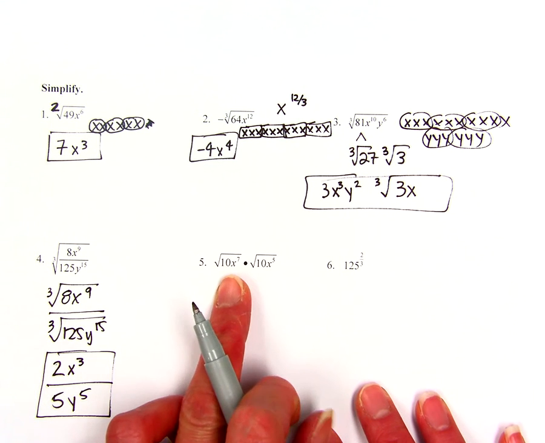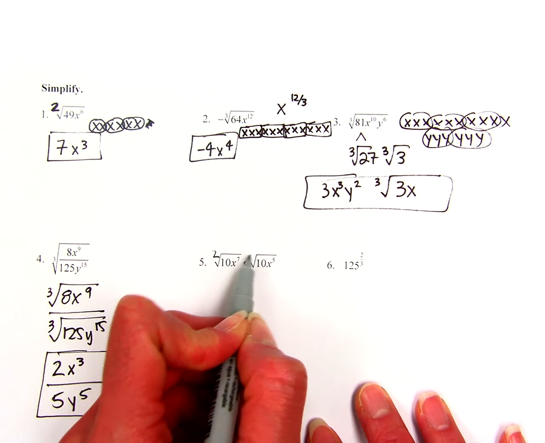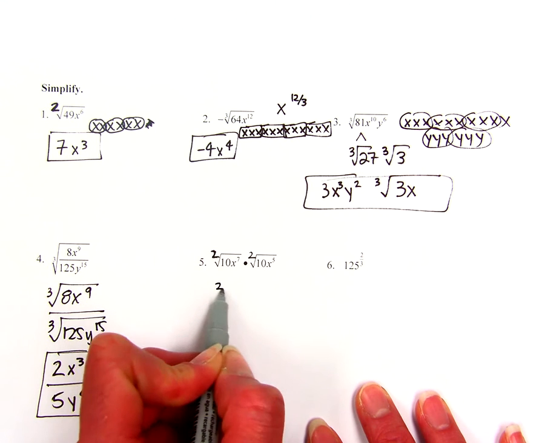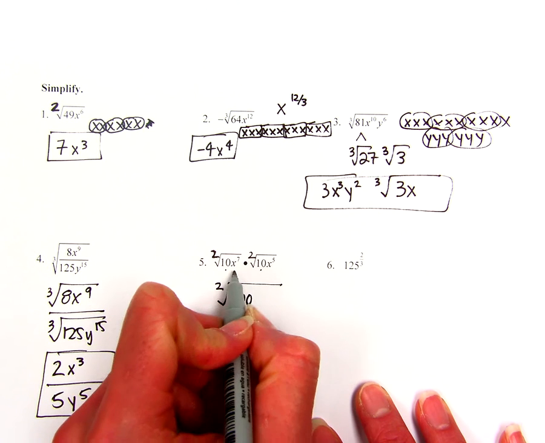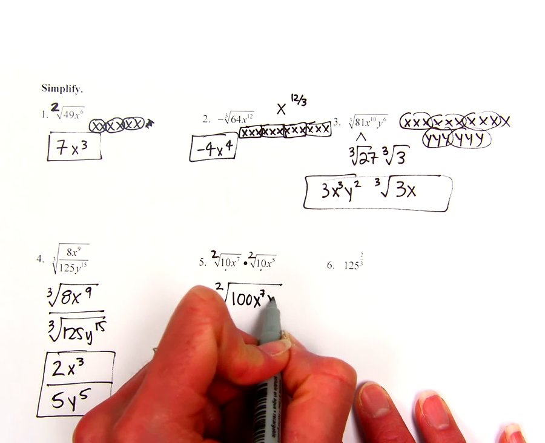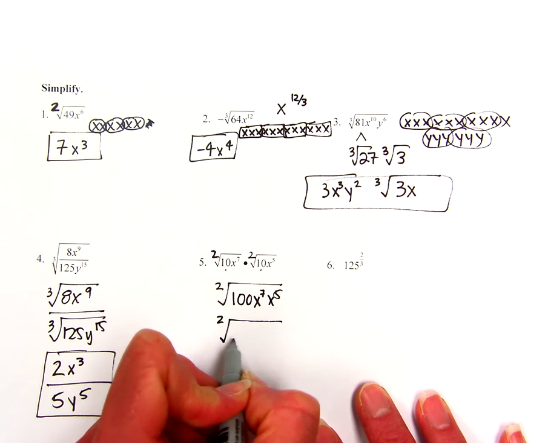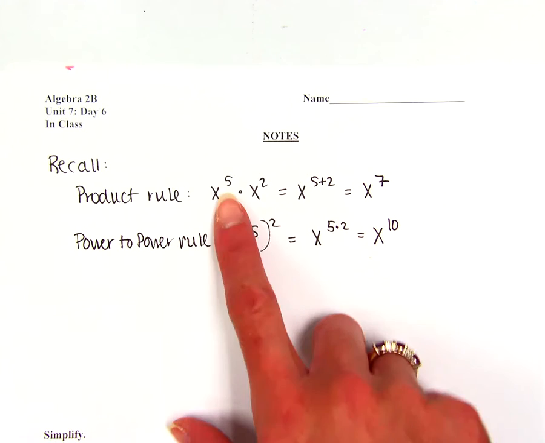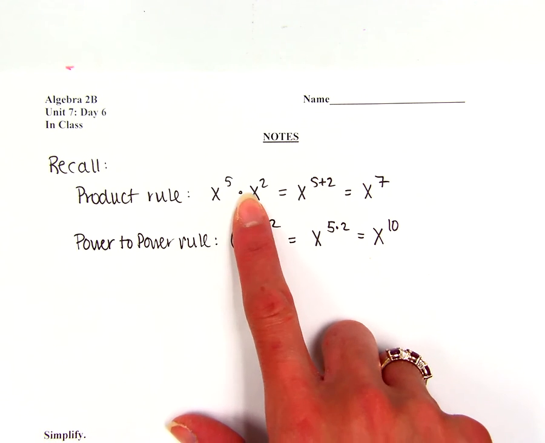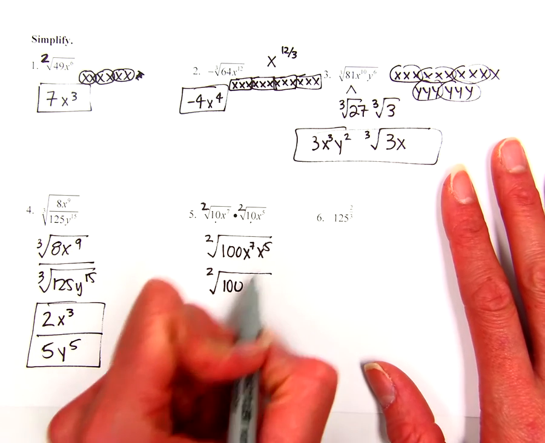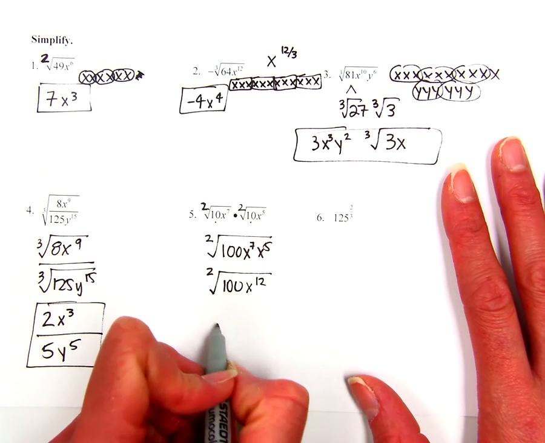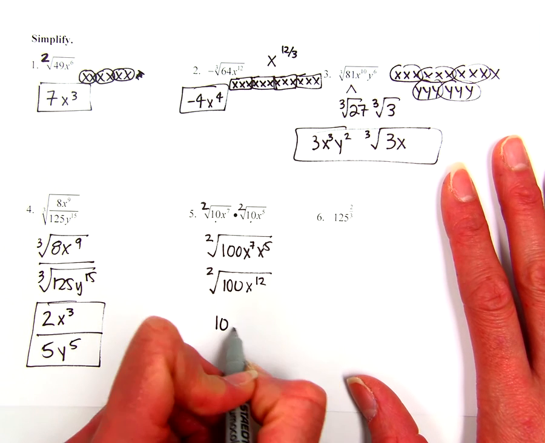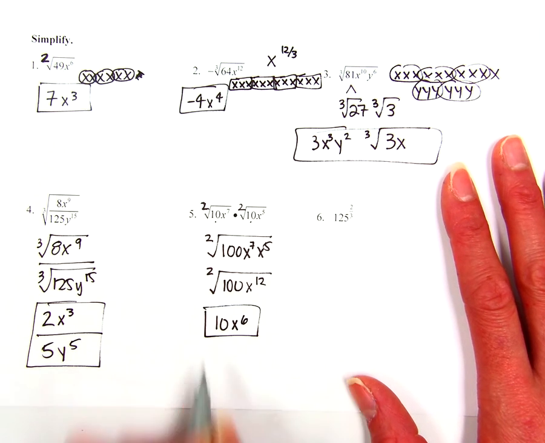All right, so we did this the other day where we take a square root and a square root, and we can multiply them, and it becomes another square root. So you just multiply the insides. 10 times 10 is 100, and x to the 7th and x to the 5th, you will add those. So that's a reminder of our product rule, right? If you multiply with the same base, you add your exponents. So 7 plus 5 gives you x to the 12th. And then what is the square root of 100? Well, that's 10, and then 12 divided by 2 gives you x to the 6th.